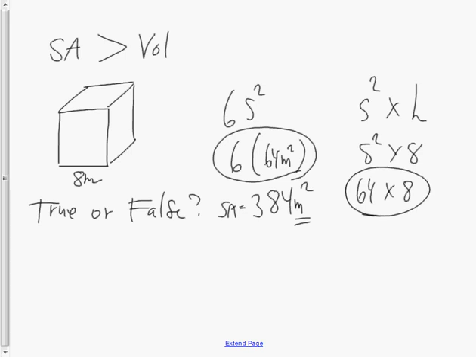Without even knowing what the number is, I know that this has to be larger than its surface area. So therefore, the answer would be false. The volume is a larger number than its surface area. Okay, so the answer is the volume is bigger.